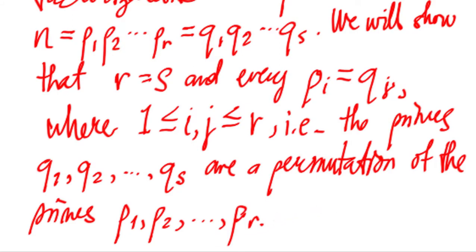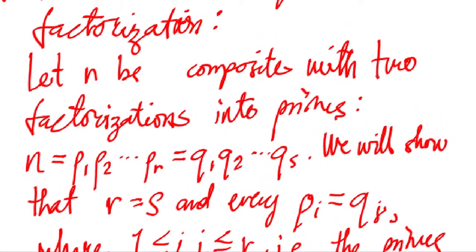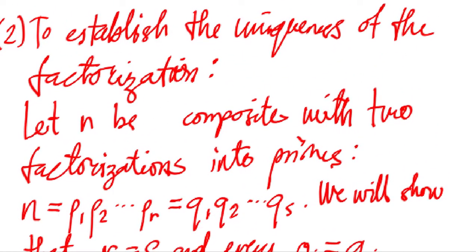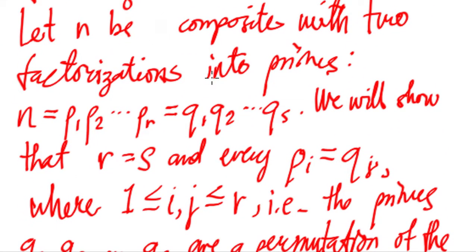Okay, so what do we have so far? What do we want? We will need to establish the uniqueness of the factorization. So we will be letting n be any composite number with two factorizations of primes. So it has two ways to factorize, so it's not unique. We're going to prove this by contradiction. So say n is equal to p sub 1 up until p sub r, which is also equal to q sub 1 up until q sub s.